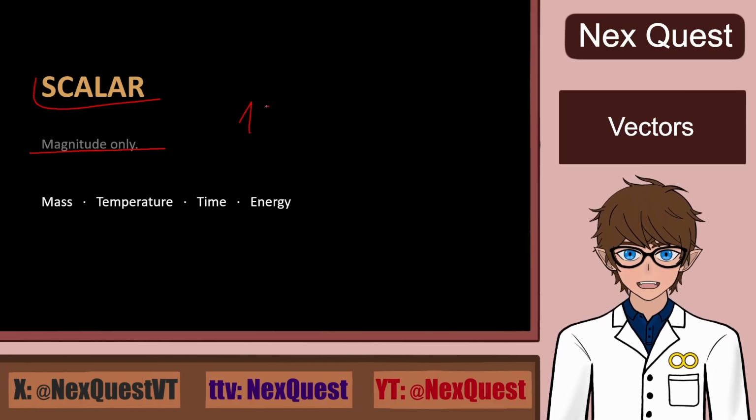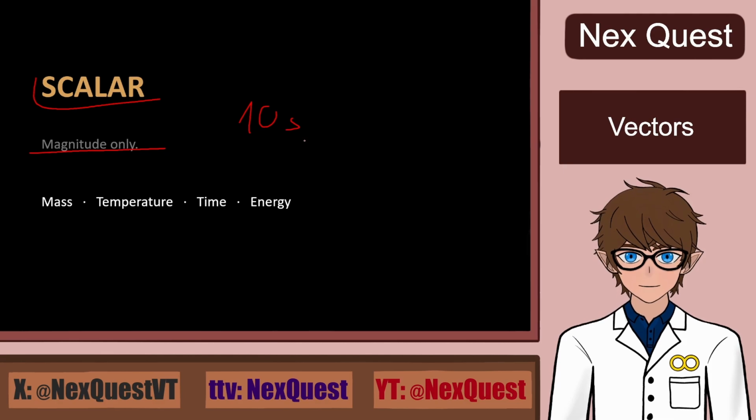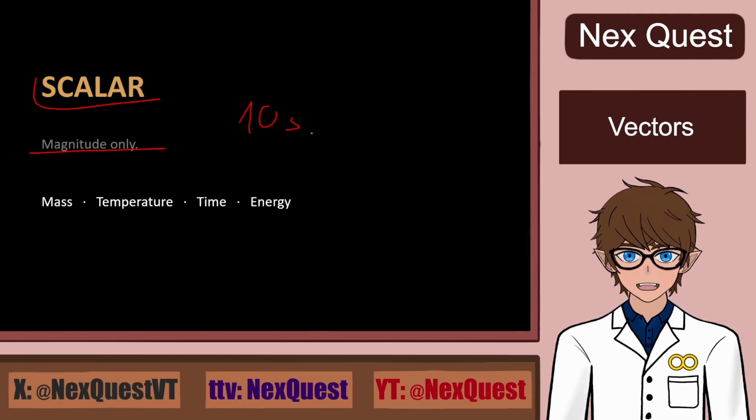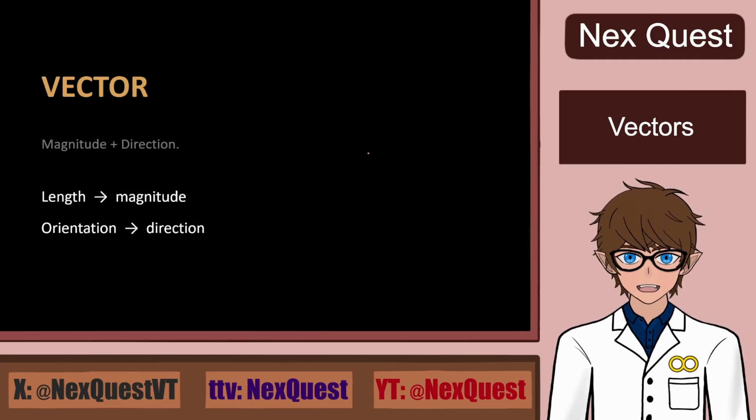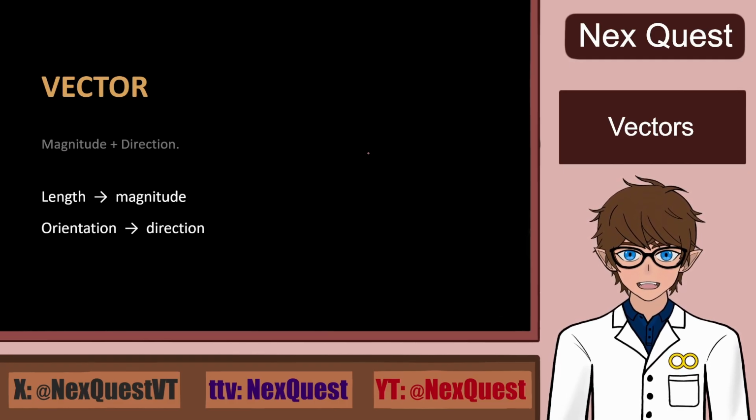So, we waited 10 seconds. We know what that means. We couldn't say, oh, you waited north or east. You know, that type of question. Now, some quantities require more information, like velocity, like force, like acceleration, electric field. For those, we use vectors.